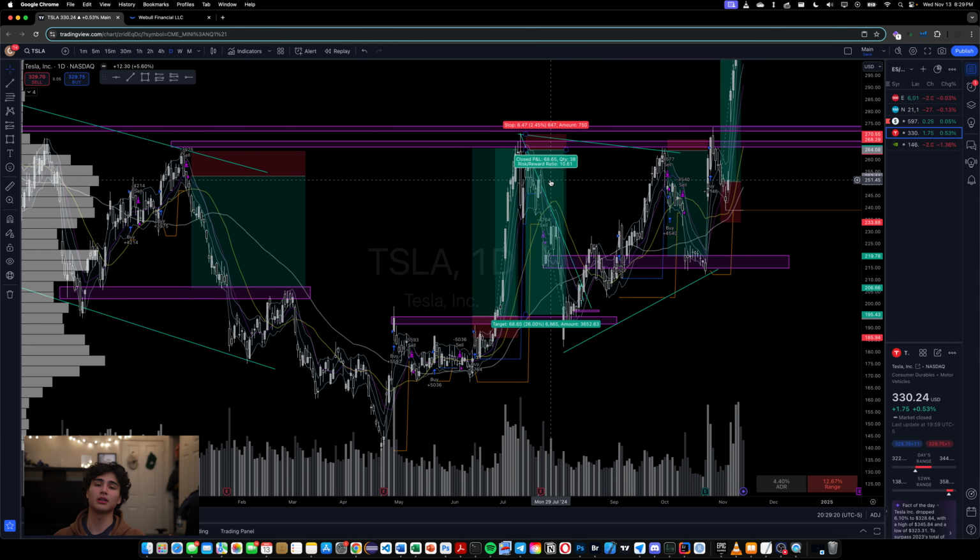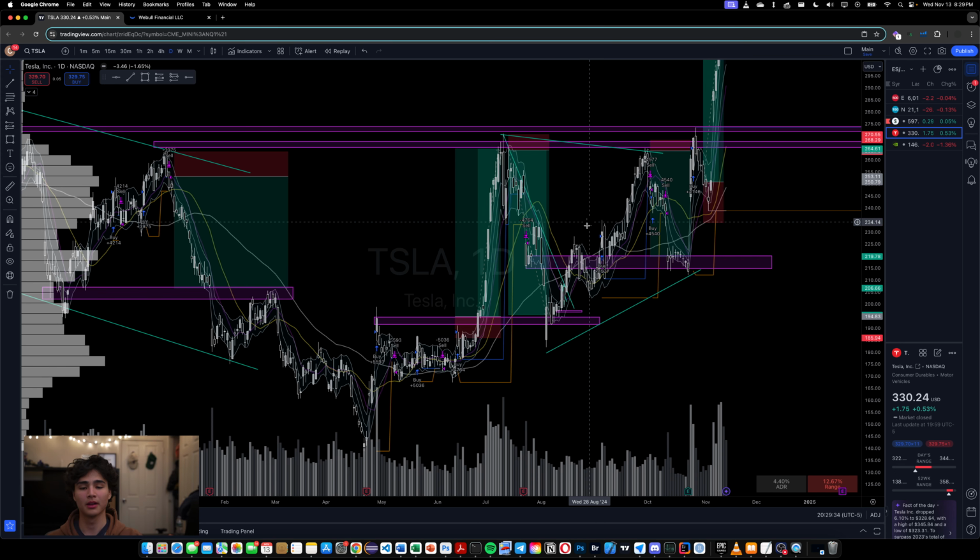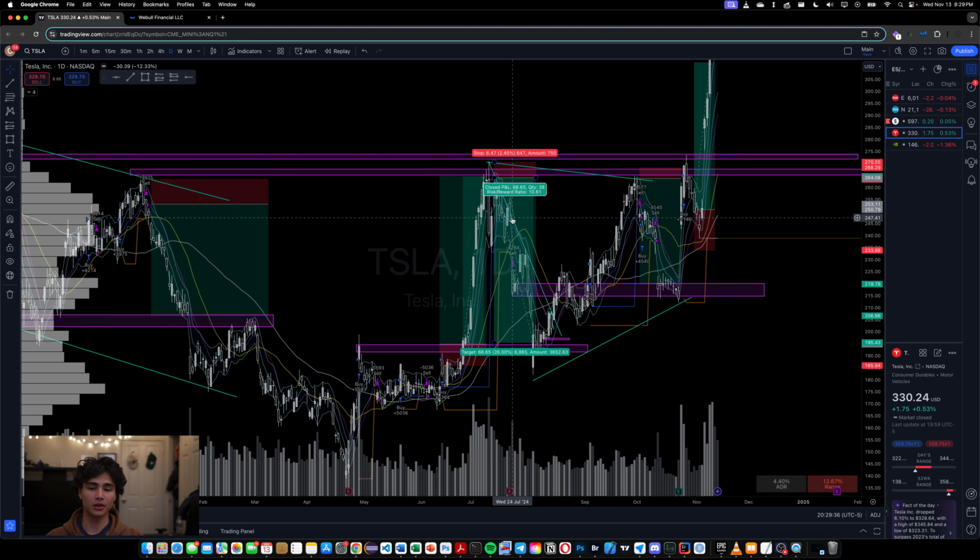But this is just to demonstrate that Tesla is very easy, or it's not easy, it's full of opportunity. That's a better way to put it, right? If you notice the opportunity and you take it, it's a cash cow for a lot of traders. That's why a lot of people love Tesla. Anyways, so I didn't take that trade.